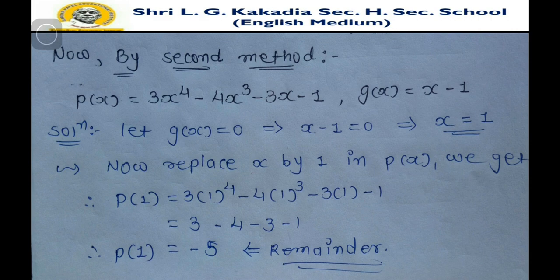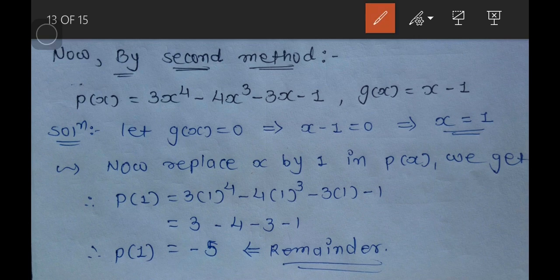And also we can find only the remainder of our polynomial. How can we find the remainder of our polynomial? Yes, we know that our dividend is p of x, 3x raised to 4 minus 4x cube minus 3x minus 1, and g of x is equal to x minus 1. So for the solution, we put g of x equal to 0, then we get x minus 1 equal to 0, and at last we get the zero of g of x is equal to 1.